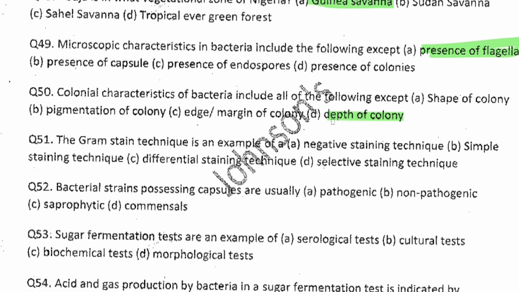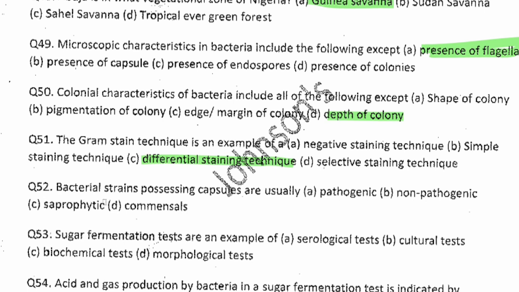Question number 51. The gram stain technique is an example of a dash. It's an example of a differential staining technique. Alright, question number 52.